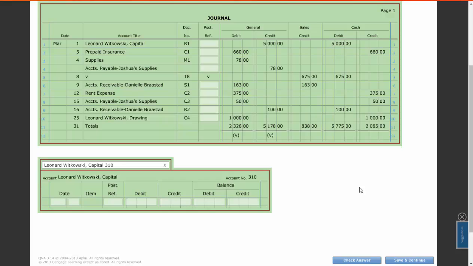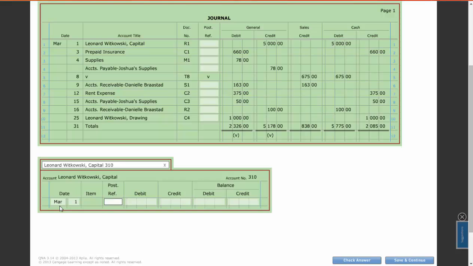Okay. So the first one here, we have Leonard Witowski Capital. Down here, is there a month on here? So the first thing I have to do is get my month on there, and that's going to be March. And then the date of the transaction is going to be March 1st. Now, when I hit enter, I skip over the item column to get to post-reference, which is totally fine because we don't have to do anything with that.